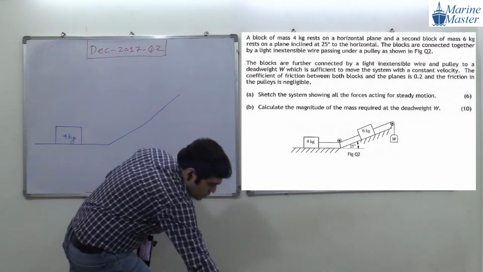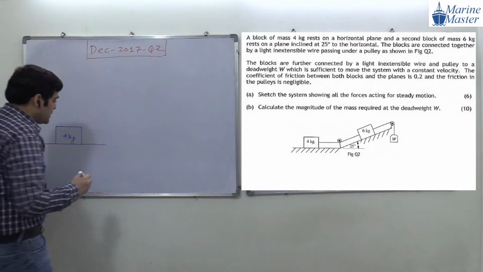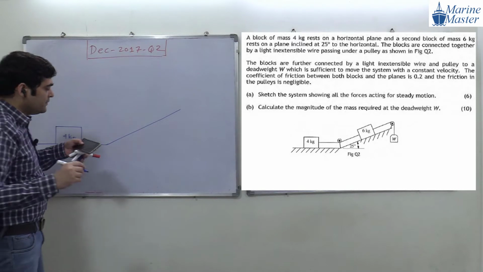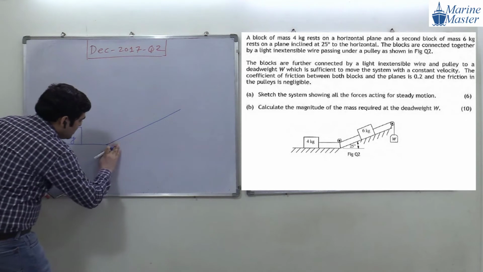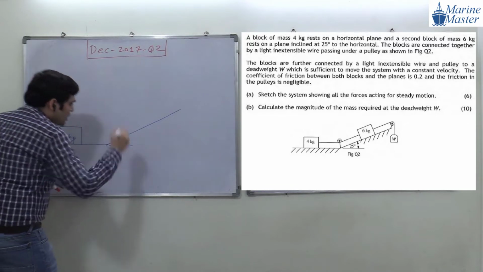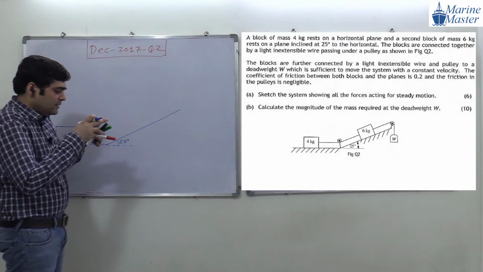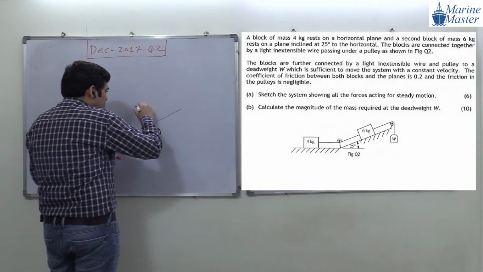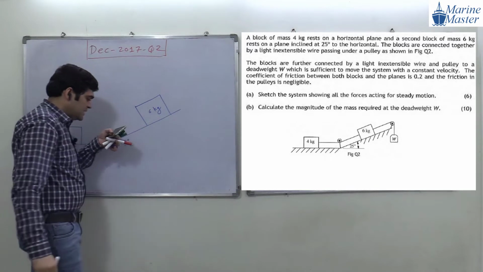I am going to try to draw it properly. Guys, remember always try to draw proper drawings. In mechanics, drawings are very, very important. So this is our inclined plane. This inclined plane makes an angle of 25 degrees with respect to the horizontal line. And this block has a mass of 6 kg.